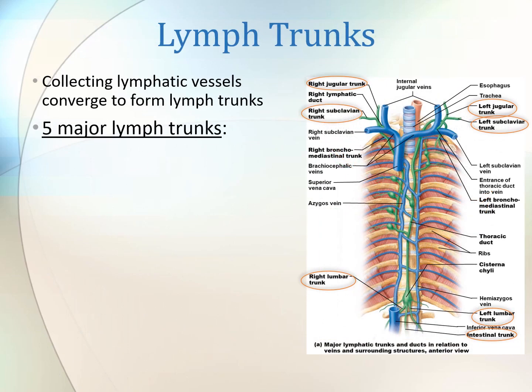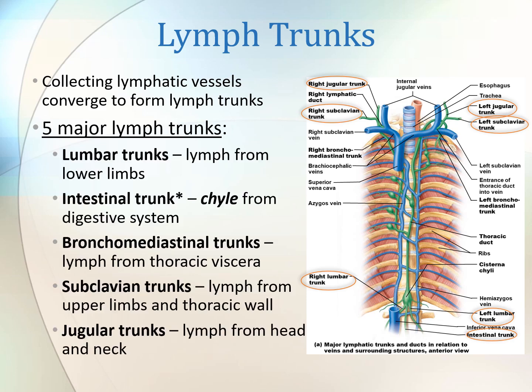So just like I said, all those collecting lymphatic vessels are all going to merge. They've all filtered their lymph through those lymph nodes. So now we're going to start merging into bigger and bigger vessels. These lymph trunks, we have 5 major lymph trunks, essentially 5 mostly paired trunks, okay? So kind of think your limbs, coming from the limbs, coming from the head and neck, coming from the thorax, coming from the abdomen, so kind of your major areas of your body.